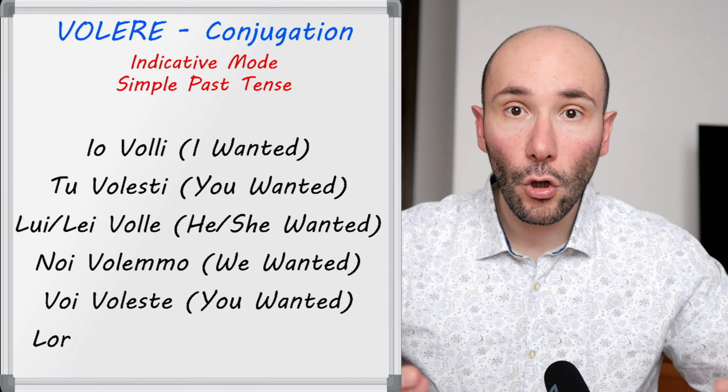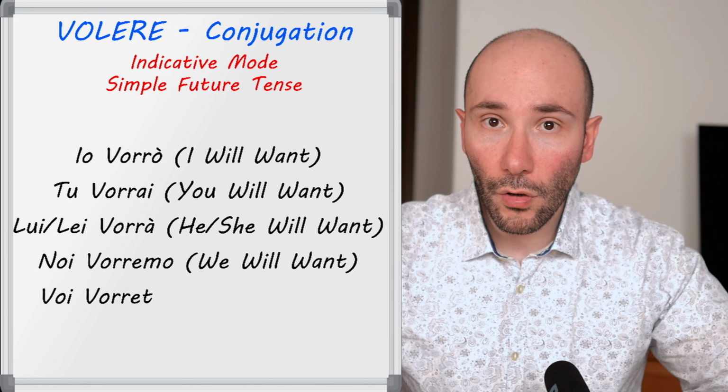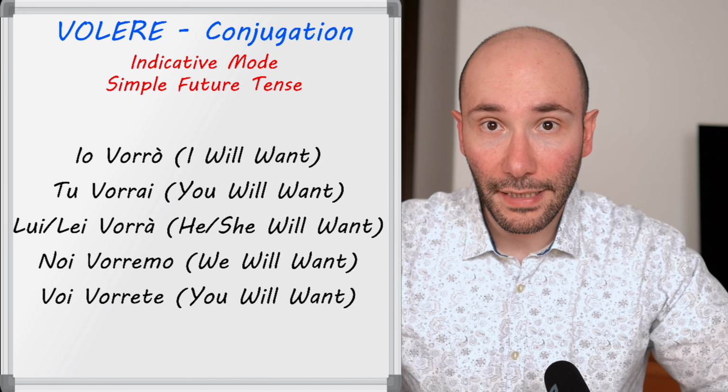For simple future, here is the conjugation pattern: io vorrò, tu vorrai, lui, lei vorrà, noi vorremo, voi vorrete, loro vorranno. Pay attention to these last four because they contain two couples of doubles. Vorranno.